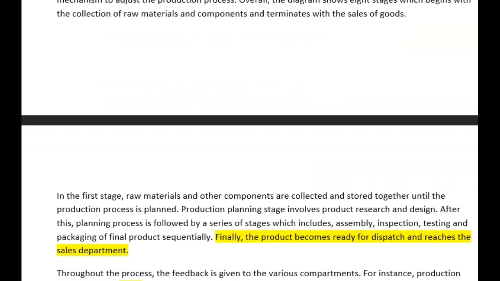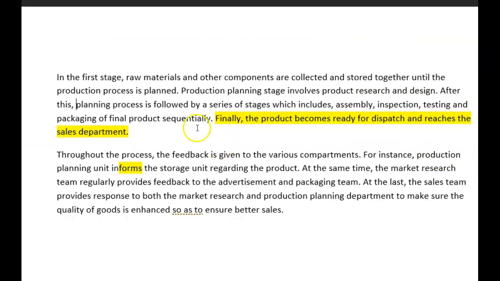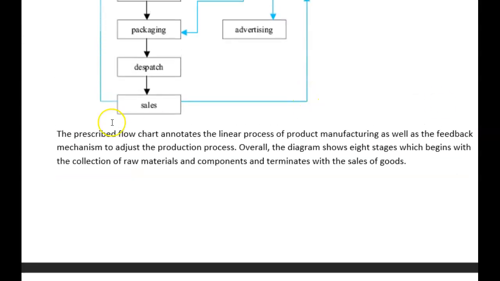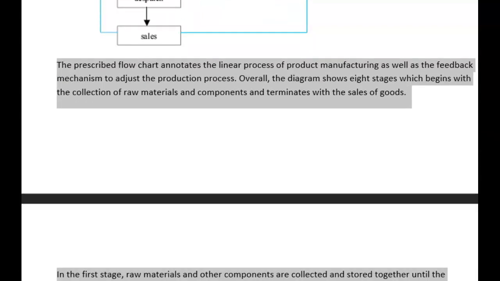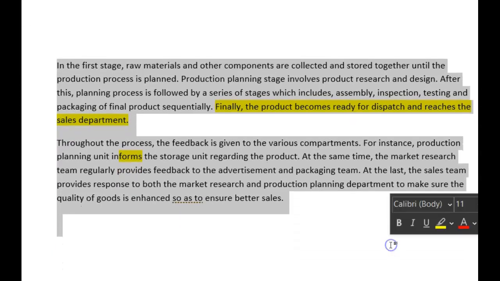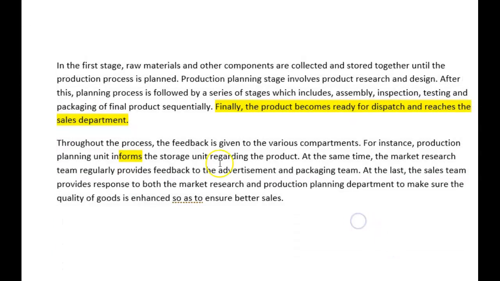Yes, it feels like you've rushed over that bit a little bit quickly. I'm not sure what your word count is. Did you check your word count? Okay, 179. Okay, you're fine. All right, that's fine. I thought if you were a bit short, you might develop that. Finally, the product becomes ready for the dispatch and reaches the sales department.